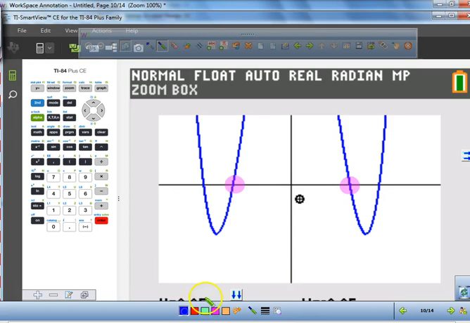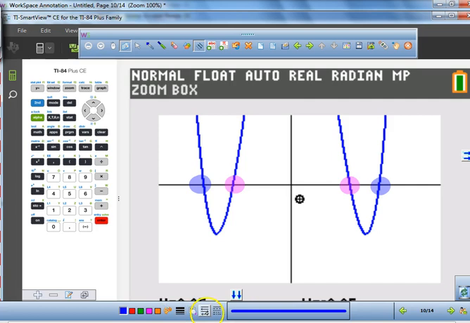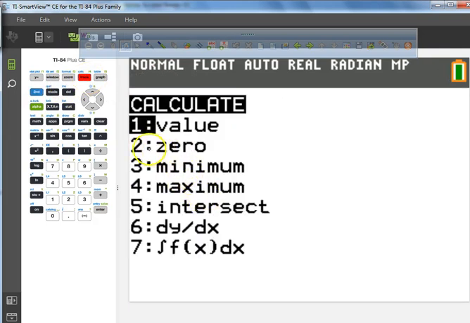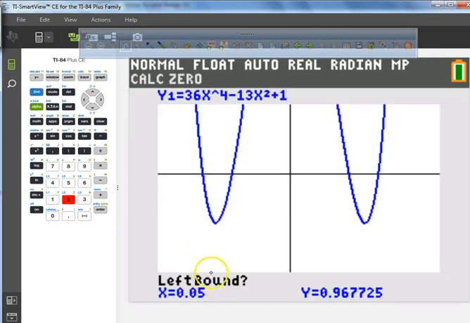Okay? And whatever I get for this 0 right here, that will be the negative version. It's like a perfect reflection. Does everybody see how this is the same? Like this is the same distance from the y-axis. Okay? Now, what we're going to do is hit second trace, number 2.